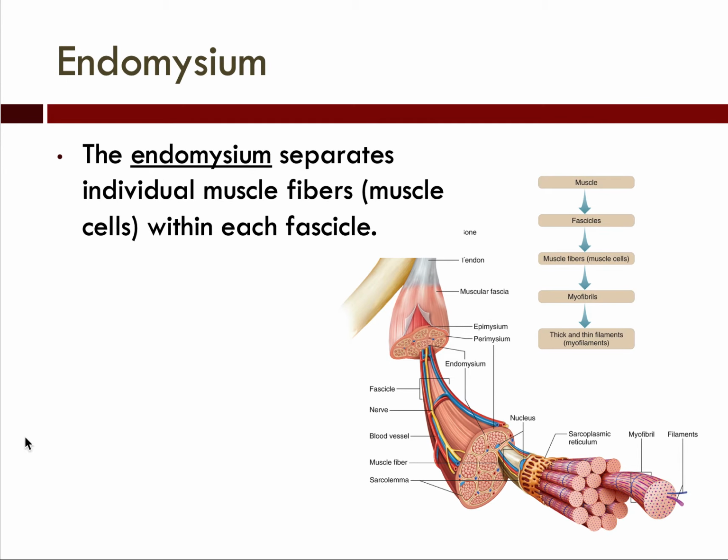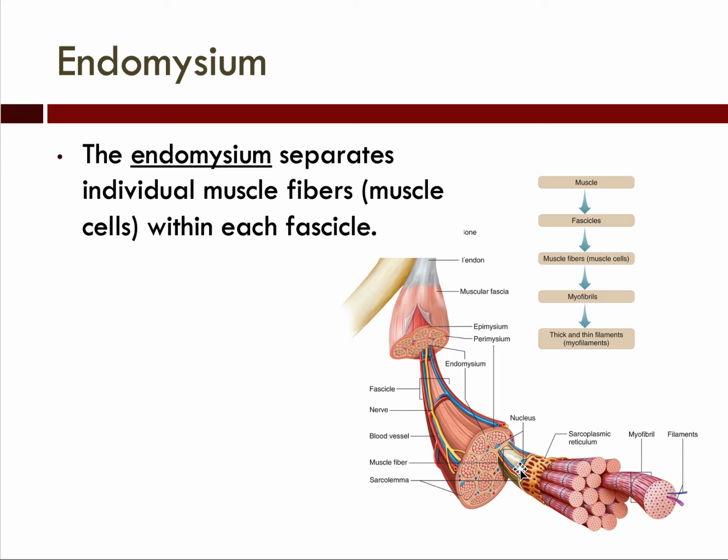Next, we have the endomysium. The endomysium is going to separate individual muscle fibers within each fascicle. So again, you had the muscle. The muscle itself is wrapped in the epimysium and then the fascia. Within the muscle, you have fascicles. So these little fascicle bundles are each wrapped in a perimysium. And then within the fascicles, you can see there are 1, 2, 3, 4, 5, 6, 7, 8, 9 muscle fibers, which is just another name for muscle cells.